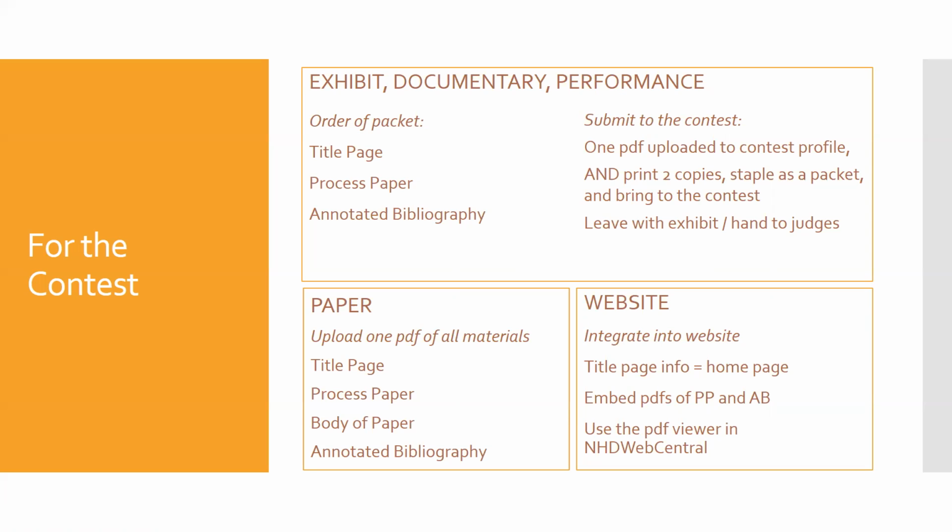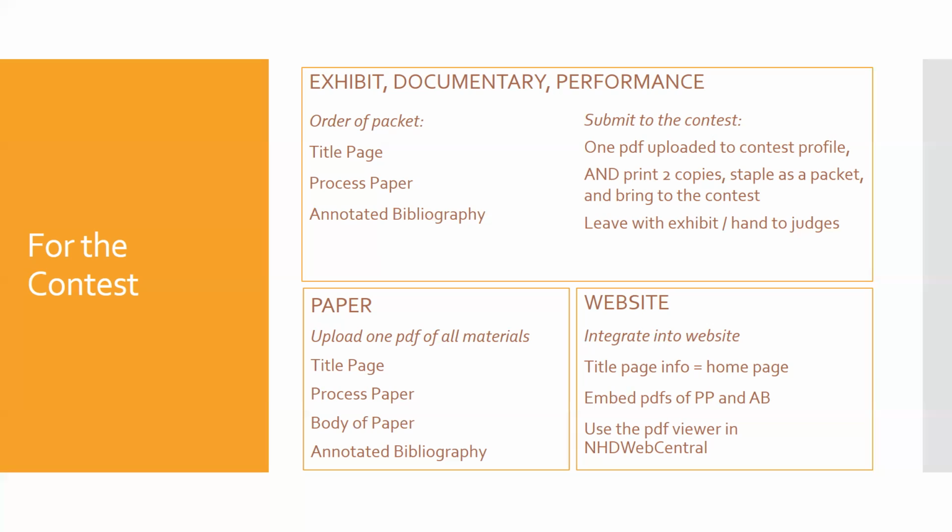So for exhibits, documentaries, and performances, the order of the packet is title page, process paper, and then the annotated bibliography. They need to submit to the contest, they need to create a single PDF of the packet and upload that to their contest profile. And then they also print out 2 copies of the packet, staple those, and bring them to the contest to leave with the judges. Or in the case of exhibits, they just leave them with the exhibit on the table.